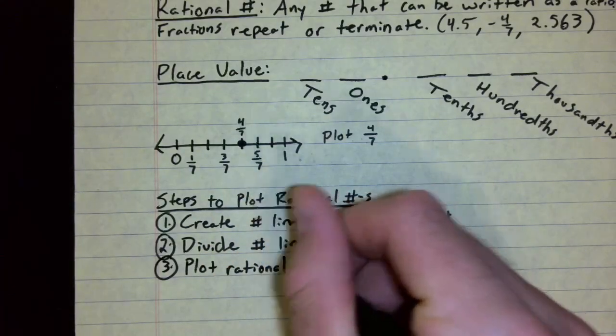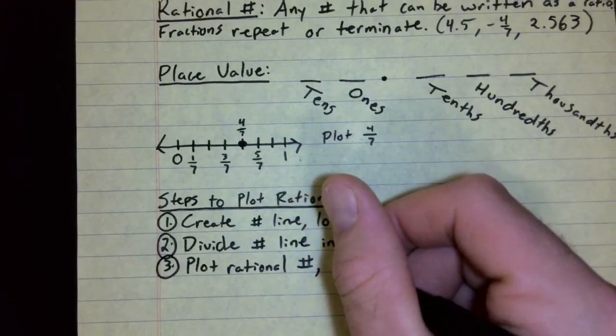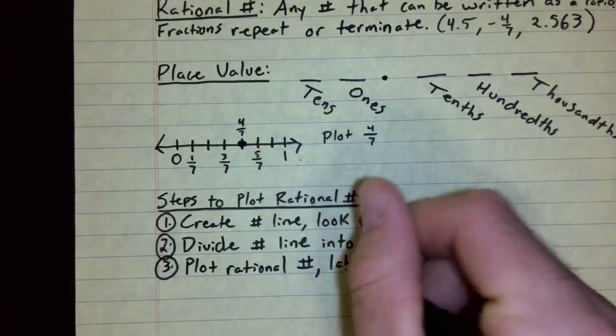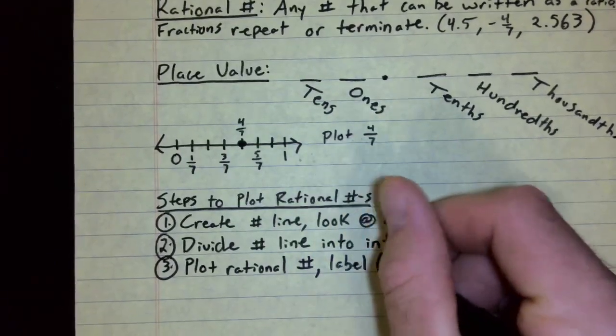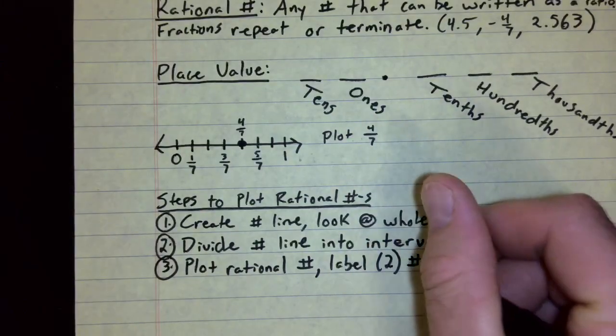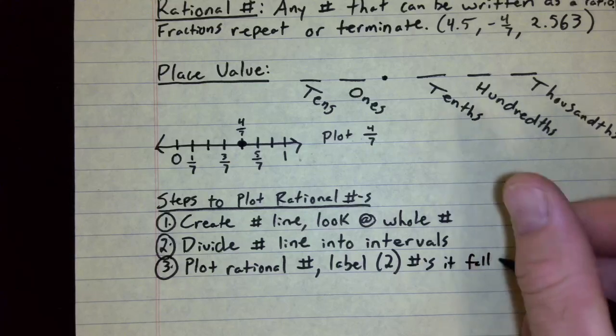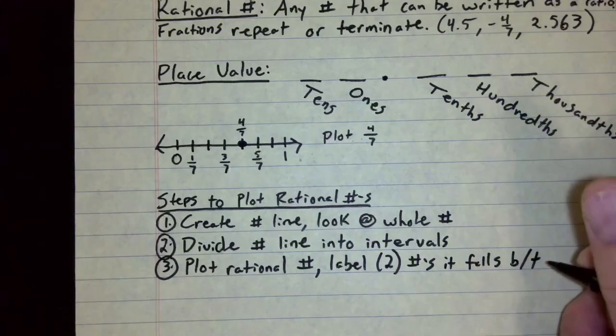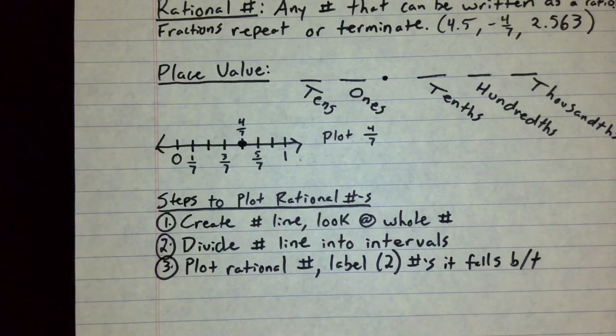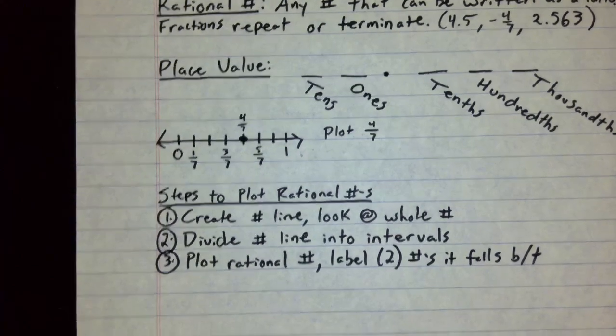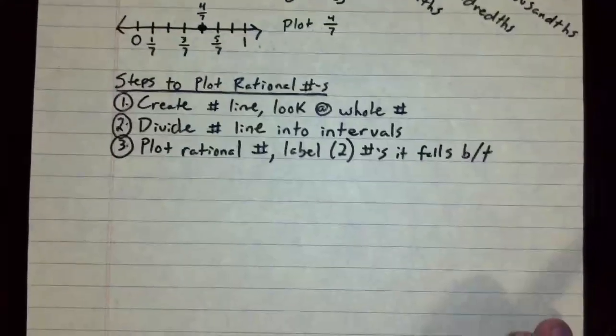And lastly, step 3 is plot your rational number and label the two numbers it falls between. That's it. So step 1 is just create a number line and look at your whole numbers. Step 2 is to divide the number line into intervals. And step 3, plot your rational number and label the two numbers it falls between. That's it. So let's see what this looks like.